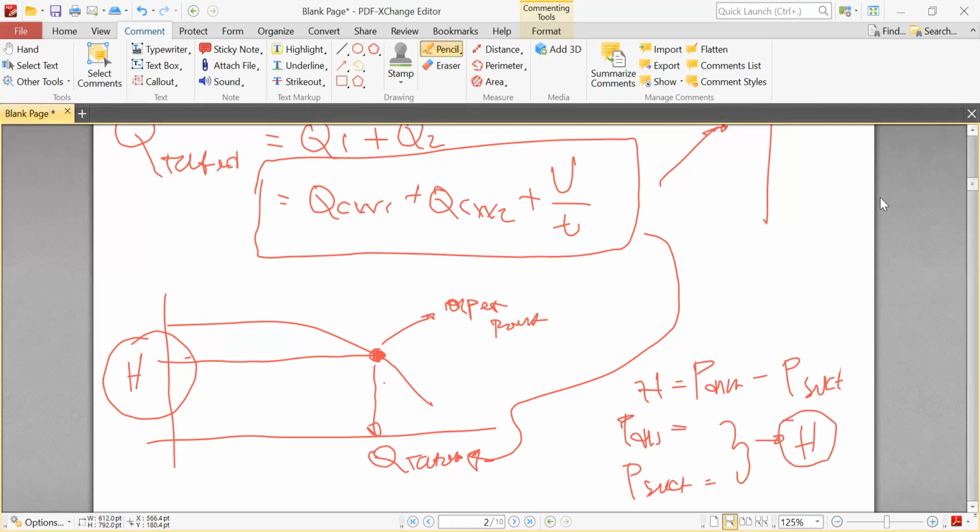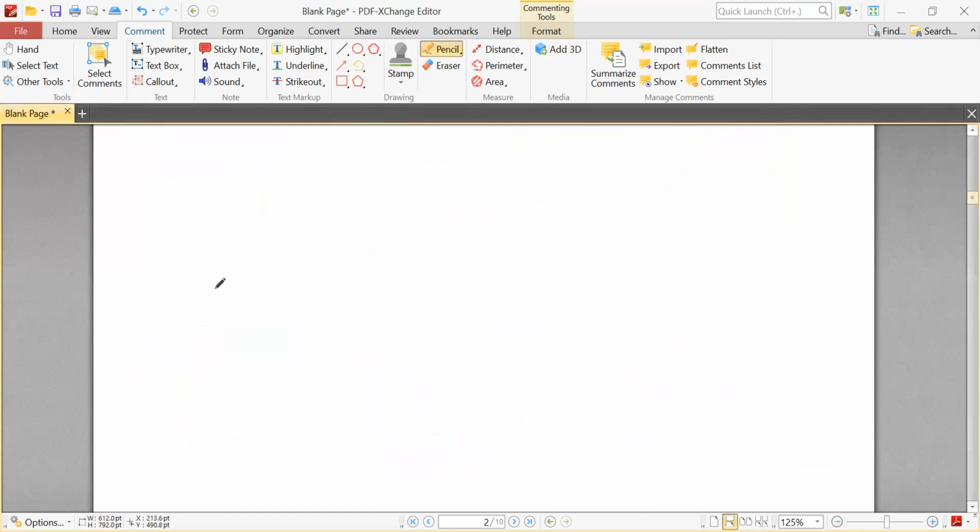Okay, I think that's all for me for this section to determine the Q rated of your pump. Please note that the Q rated of the pump depends on your demand. It depends just on the demand of your process plant.